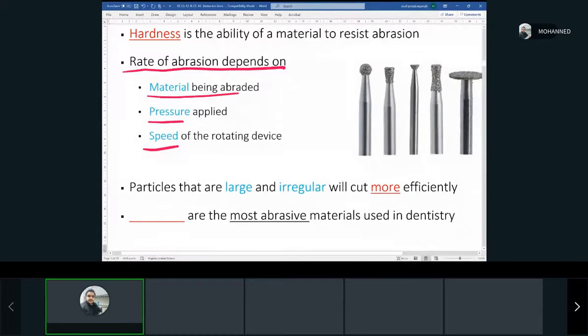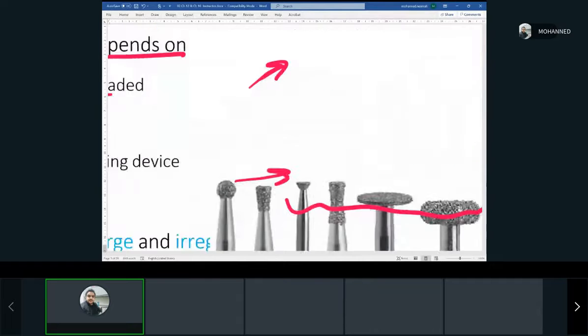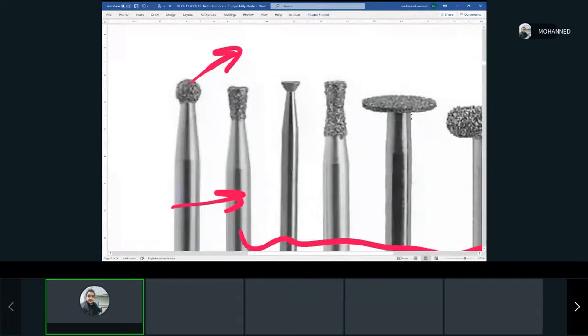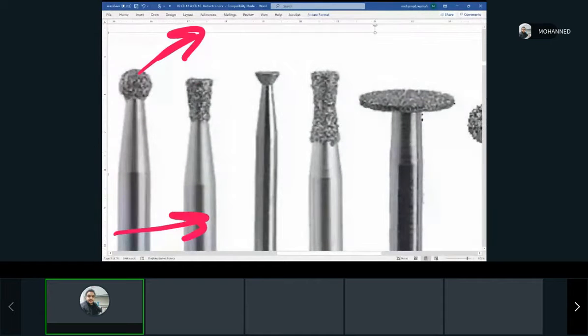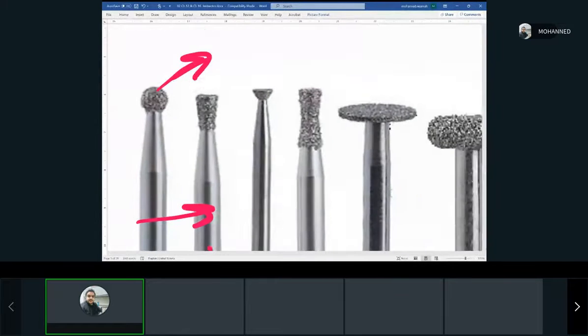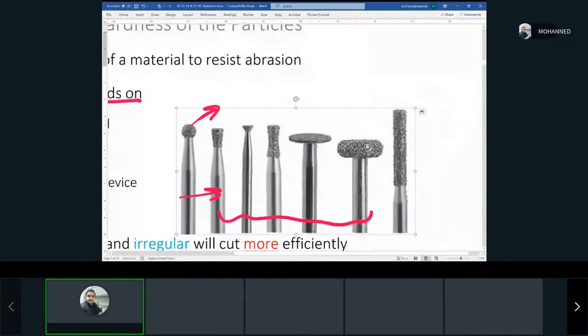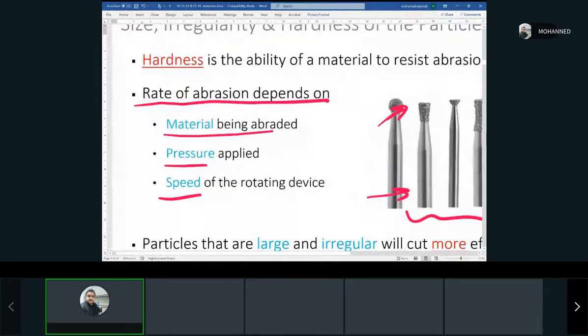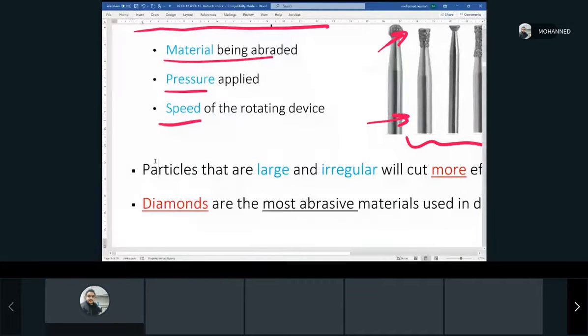Have you seen these burrs before? These are the burrs that we use in our high-speed handpieces to cut. It can also be in some of the low speed, but specifically these, you can see how grainy they are. These are called diamond burrs. Diamond is the most used abrasive in dentistry because we use it to cut enamel. And enamel is the strongest material in the body, and that's why we need a really strong type of burr to be able to cut through it.